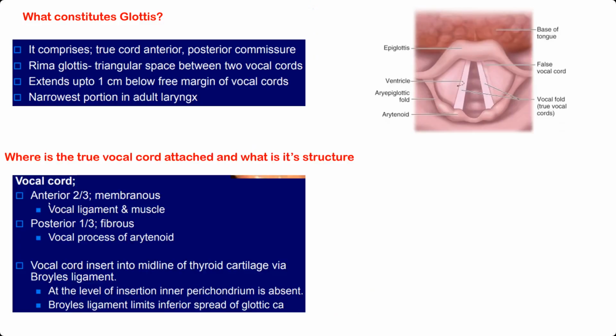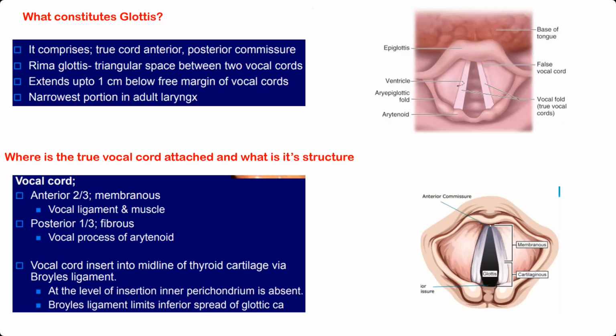So for the true vocal cords, their anterior 2/3 is made by membranous vocal ligament and muscle, and the posterior 1/3 is by the vocal process of the arytenoid cartilage. And the vocal cord is inserted into the midline of the thyroid cartilage on the anterior aspect via the Broyles ligament. At the level of insertion, the inner perichondrium is absent, and Broyles ligament limits the inferior spread of glottic cancer. So if you develop a vocal cord cancer, it will not spread below that level because of the absence of perichondrium and the ligament that is present there.